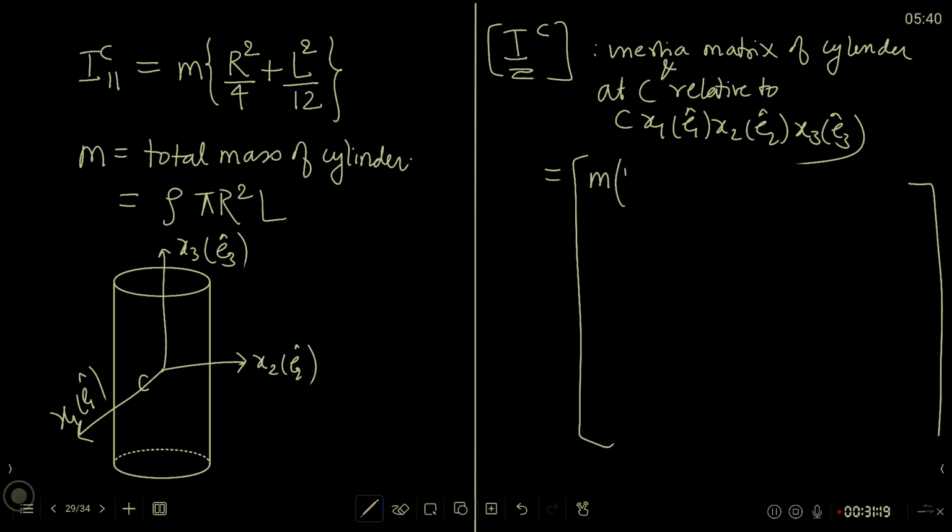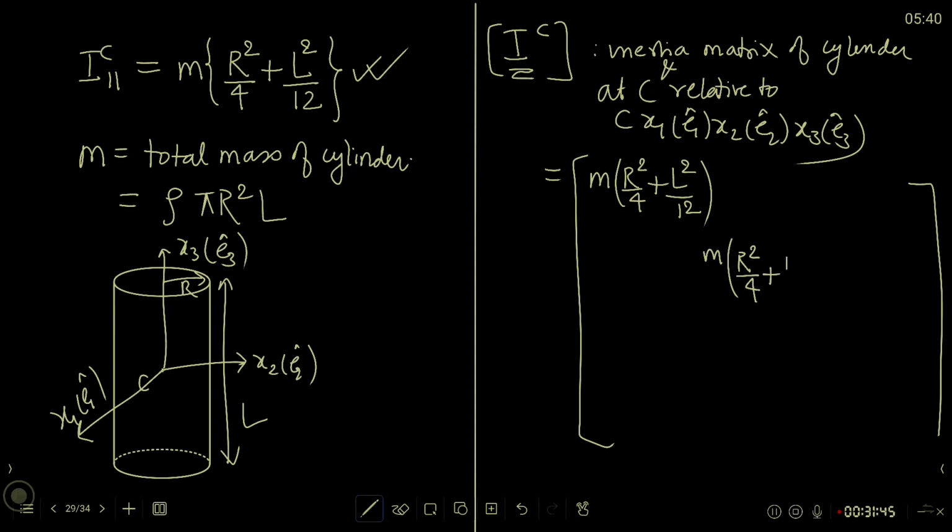So what I got here, m times r square by 4 plus L square by 12. I've already convinced myself that IC11 and IC22 are the same because it's a body of revolution, and then I have found IC33 as m r square by 2. And other terms are all 0. So this is a diagonal matrix.